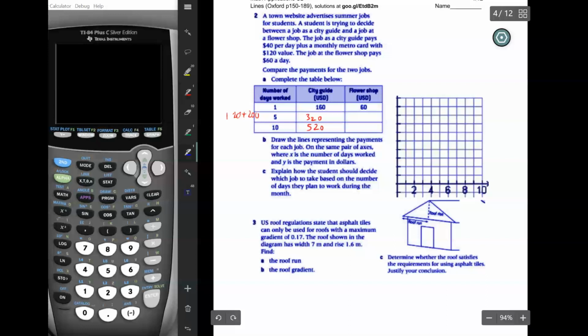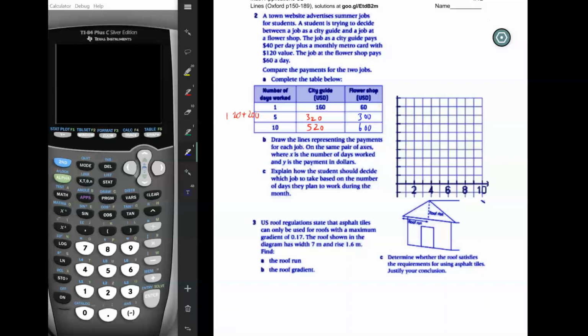Okay, and then what about for the flower shop? For the flower shop, you don't get a Metro card or anything like that. You just get paid per day, $60 a day. So it would be $60 for 1 day, and it would be 60 times 5, or 300 for 5 days, and it would be 60 times 10, or 600 for 10 days.